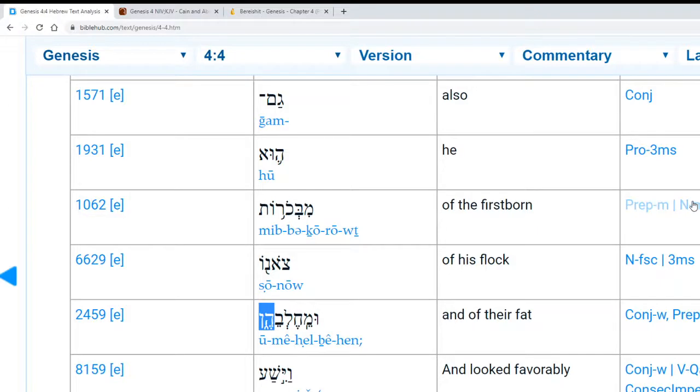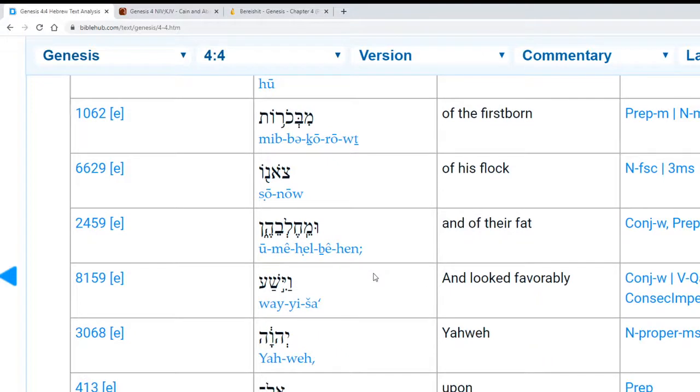Bechorot is also masculine. So it's not quite clear to me what the "of theirs" is referring to. Maybe we'll see further. Maybe Rashi says, we'll see. And chalev, het lamed bet, is a root. We'll see it a lot.